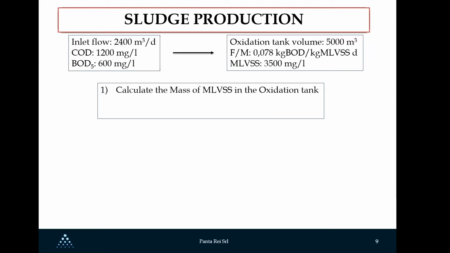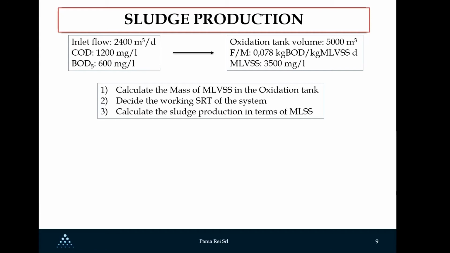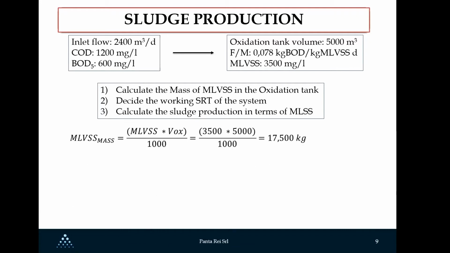Having this information, we can calculate the mass of MLVSS in the oxidation tank, decide the working SRT, the sludge retention time of the system, and then calculate the sludge production in terms of MLSS. With this formula, we can calculate the mass of MLVSS, just multiplying the concentration of the biomass by the volume of the oxidation tank.